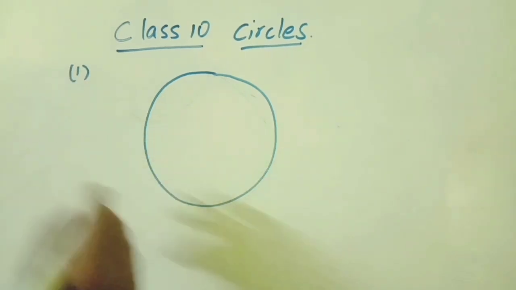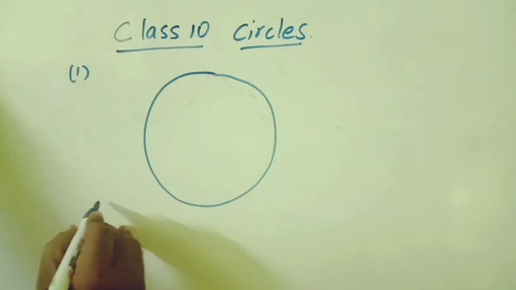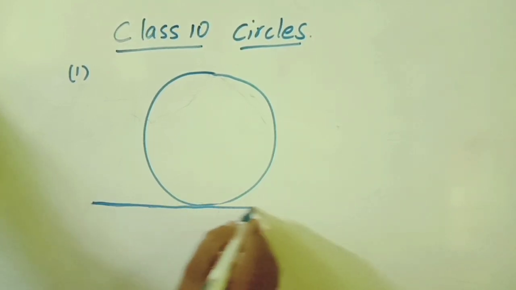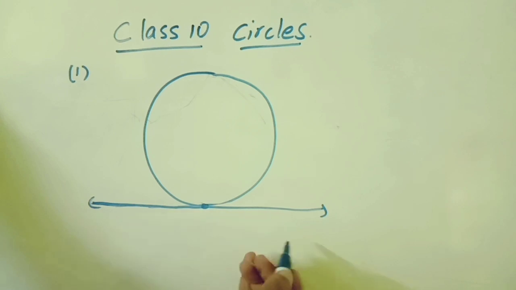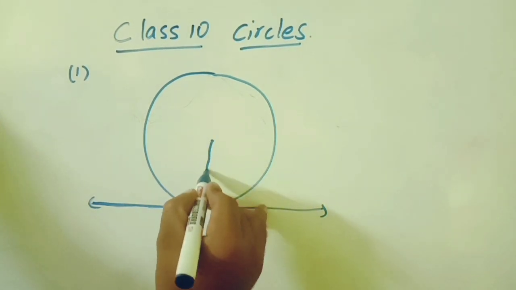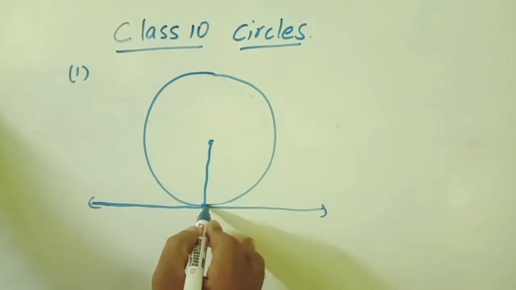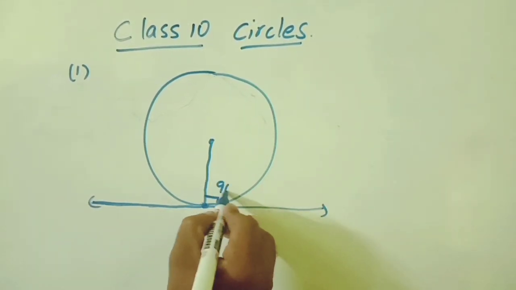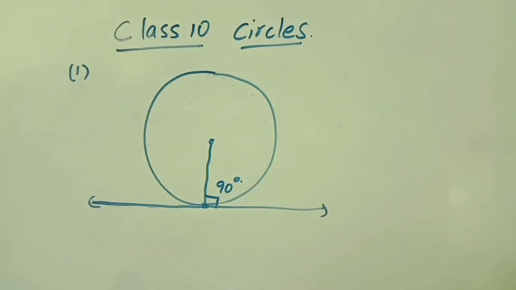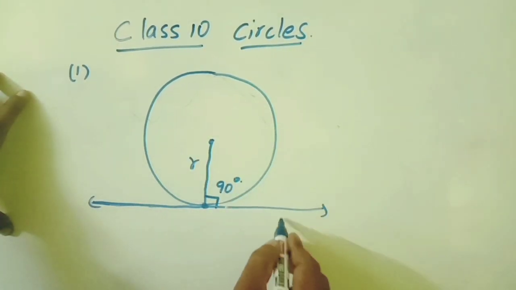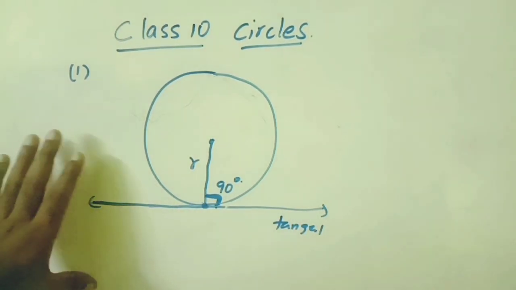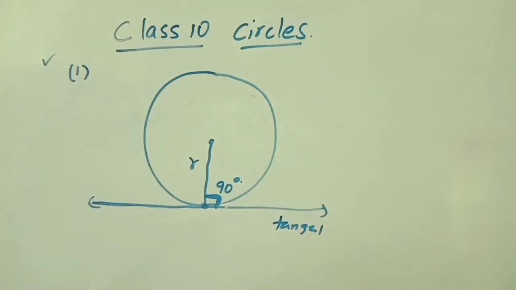First property of a tangent, and the most important property. A tangent touches a circle at one point, and if you draw a line joining the center and that point, it will obviously be the radius. So the radius makes an angle of 90 degrees with the tangent. Very important property. Radius and tangent make 90 degrees with each other. Very important property. First property for tangents.